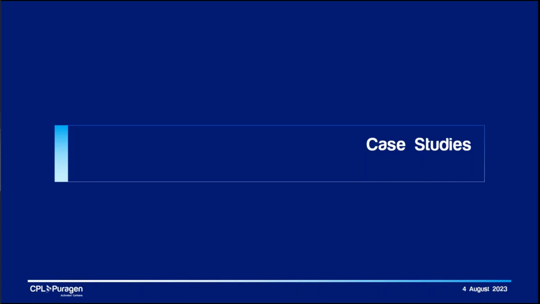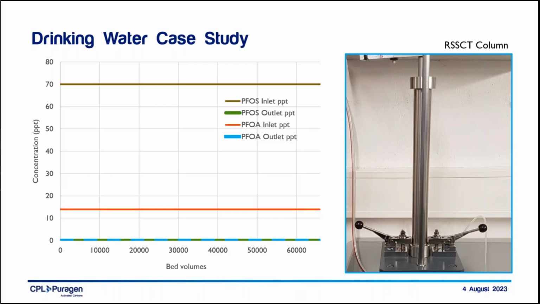Right, so I've prepared a couple of case studies for us all to have a look at. Hopefully these will be of relevance to yourselves. So the first one is we had a drinking water, groundwater source that was being used for the supply of drinking water, and it was known to contain PFAS. The drinking water supplier believed that the PFAS compounds were specifically PFOS and PFOA at concentrations of 70 ppt and 14 ppt respectively.